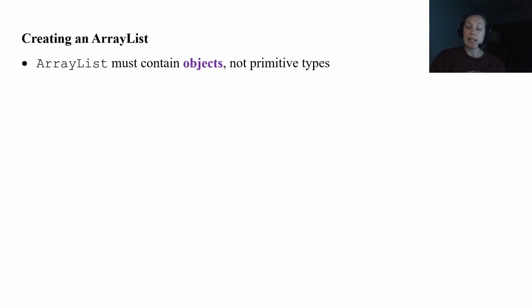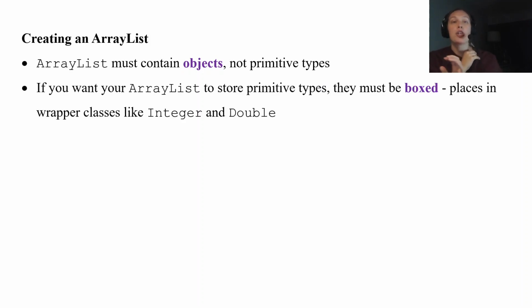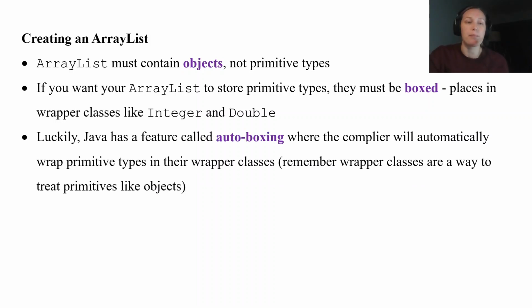So what sets ArrayList apart from an array, besides the fact that it overcomes those two big obstacles, is that it must contain objects, not primitive types. So an array could contain objects or primitive types, but an ArrayList can only contain objects. So if you want the ArrayList to store primitive types like integers or doubles, then they have to be what we call boxed and basically placed in their wrapper object classes. And we've gone over those before. I know it's been a while, but Integer and Double would be what we call the wrapper classes, which wrap up primitives so that they behave like objects.